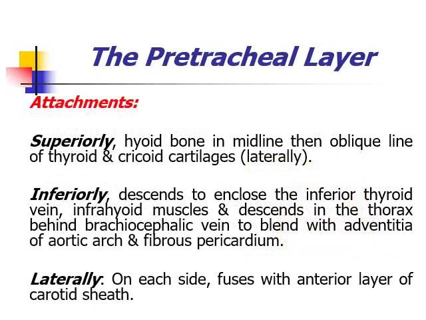The pretracheal fascia has a superior attachment to the hyoid bone in the midline, then the oblique line of the thyroid cartilage and cricoid cartilage laterally. Inferiorly, they descend to enclose the inferior thyroid veins. Infrahyoid muscles descend into the thorax behind the brachiocephalic vein to blend with the adventitia of the aorta and the fibrous pericardium. Laterally, the pretracheal fascia extends on both sides to fuse with the anterior layers of the carotid sheath.